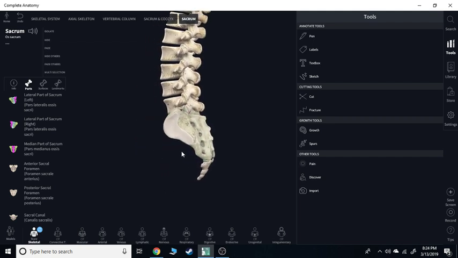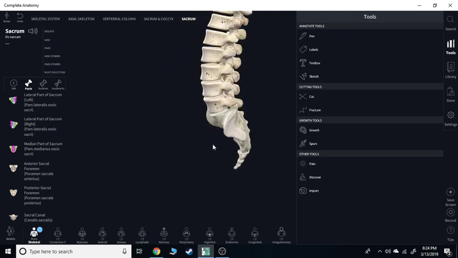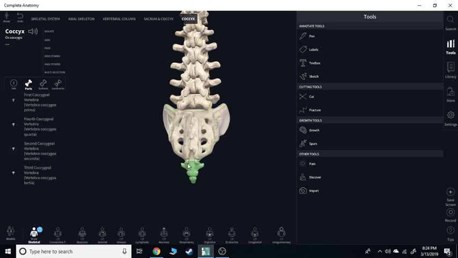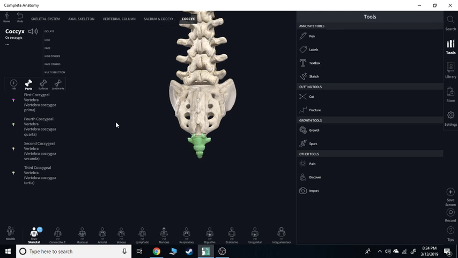On the sacrum, you can see that we have articular cartilage here because it articulates with the pelvis, or the other bones of the pelvis. And below that we have the coccyx. People usually call it the tailbone. But it's an attachment site for muscles, tendons, and ligaments. Nothing really too special about that.